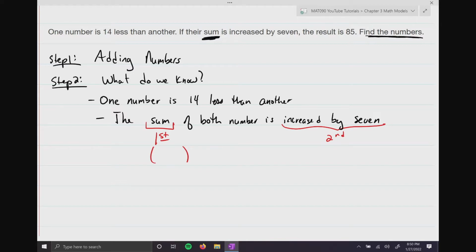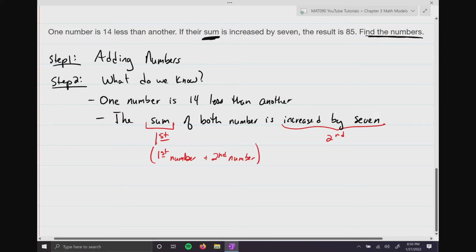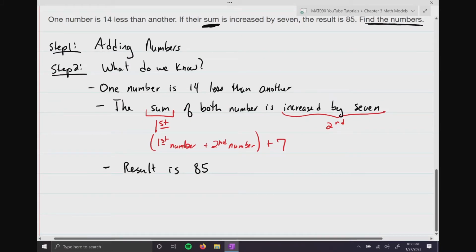I'm going to have two numbers on the inside. So the first number, and I'm going to have to add the second number first. Then I add 7 on the outside of it. Okay? Very, very, very powerful statement. And I think the last thing we know, the result is 85.